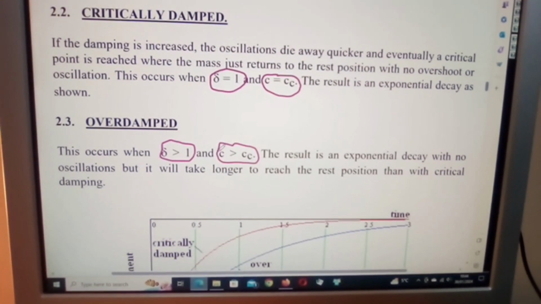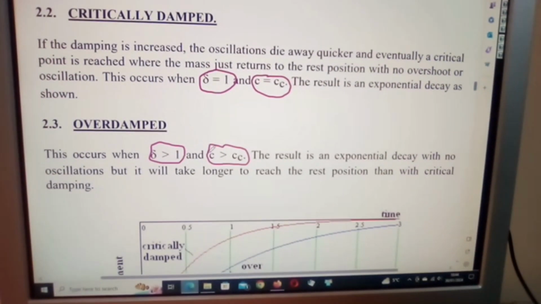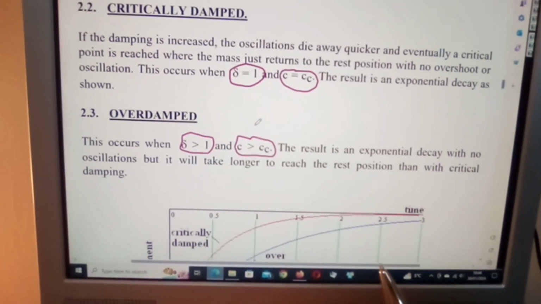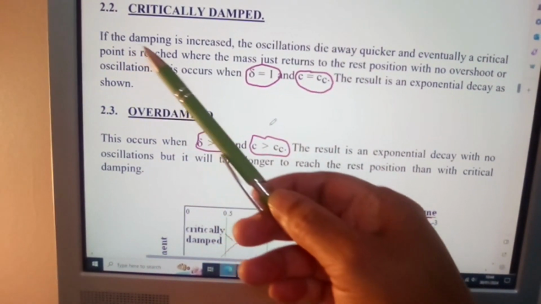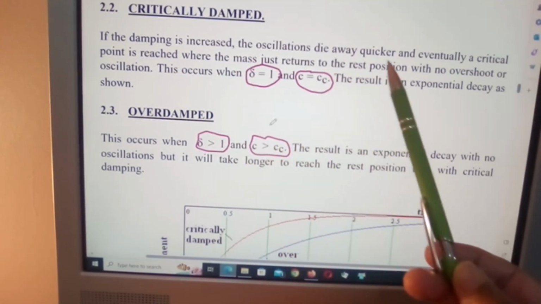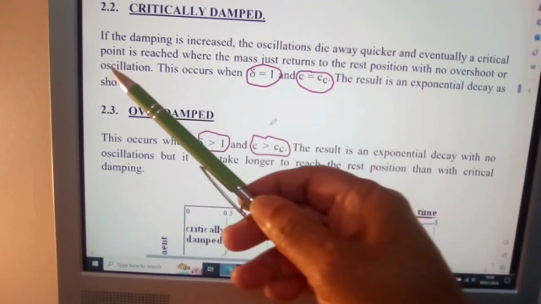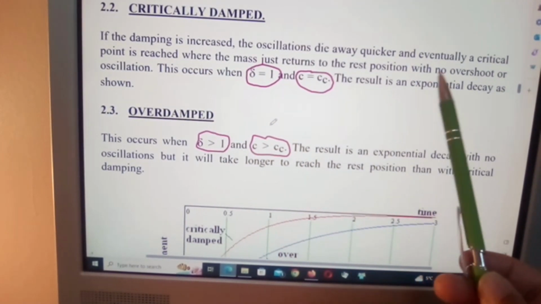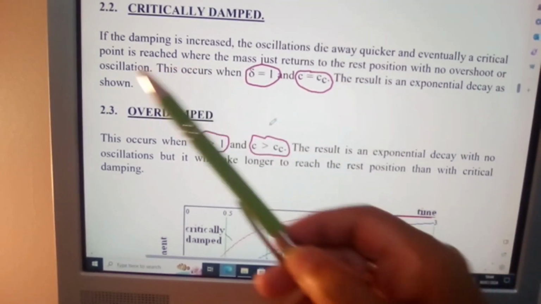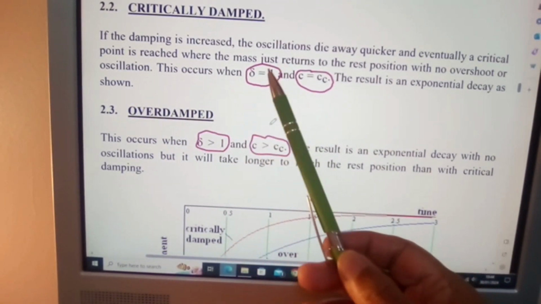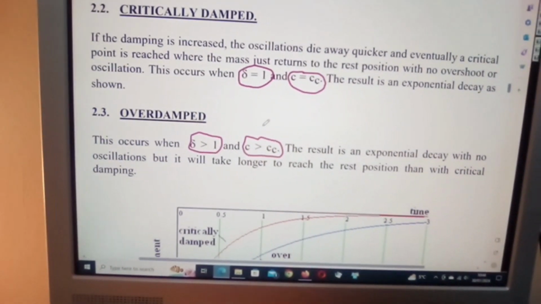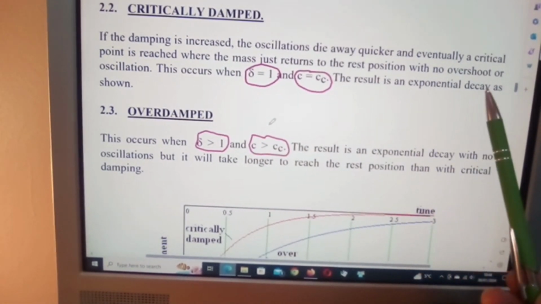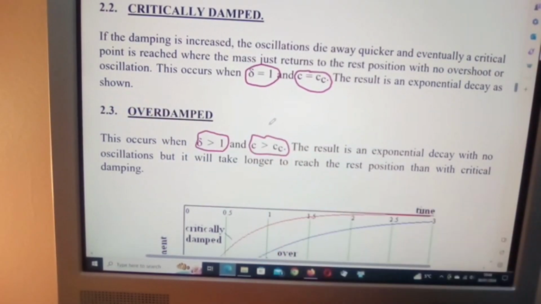Critically damped. If the damping is increased, the oscillation dies away quicker, and eventually a critical point is reached where the mass just returns to the rest position with no overshoot or oscillation. This occurs when that situation exists and this situation exists. The result is an exponential decay as shown.